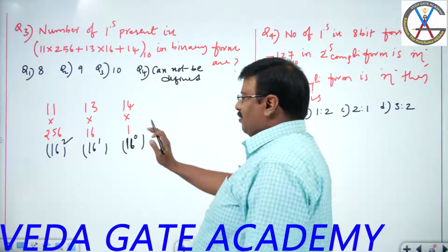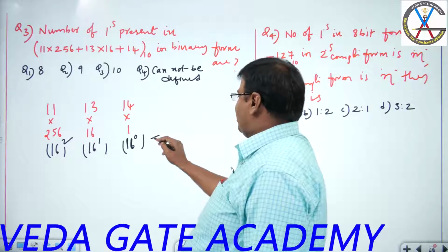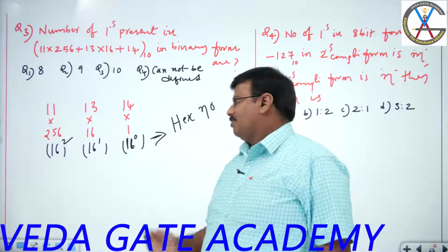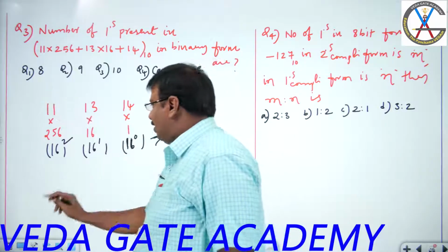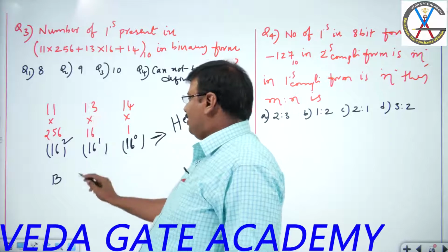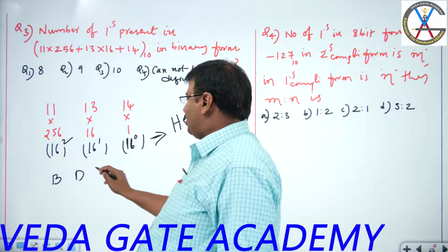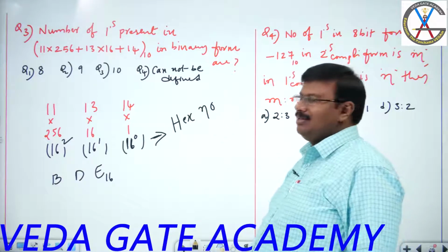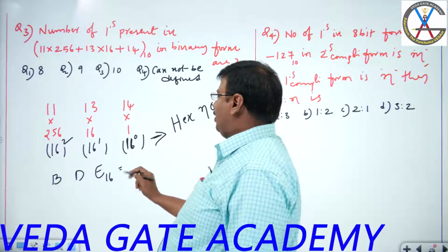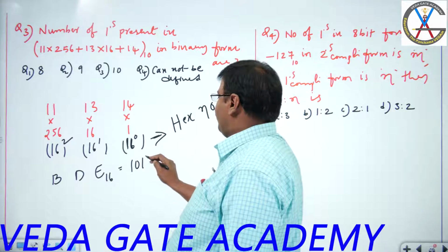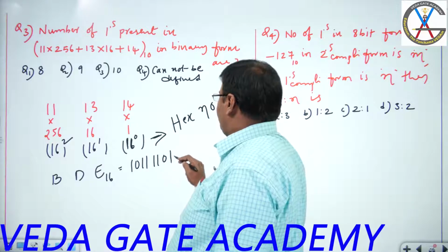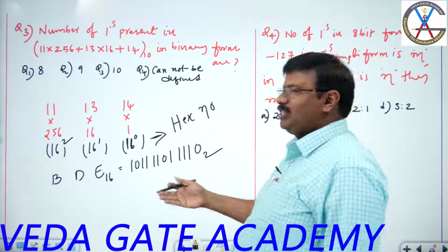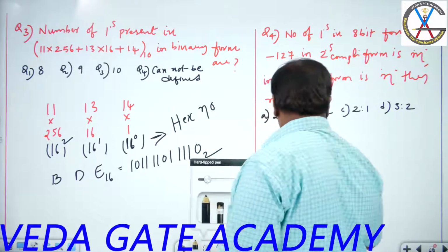Now, don't you think 16 power 0, 16 power 1, 16 square is a hex number? So why don't you write it that way? 11 in hexadecimal is B, 13 is D, 14 is E. So B, D, E in hexadecimal it is. Now what is the B, D, E expansion? B is 1011, D is 1101, E is 1110. Now see how many ones are there. Over. The simplest way to go. So count the number of ones.